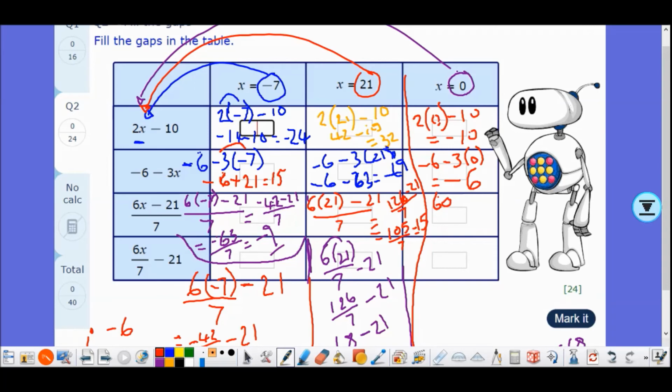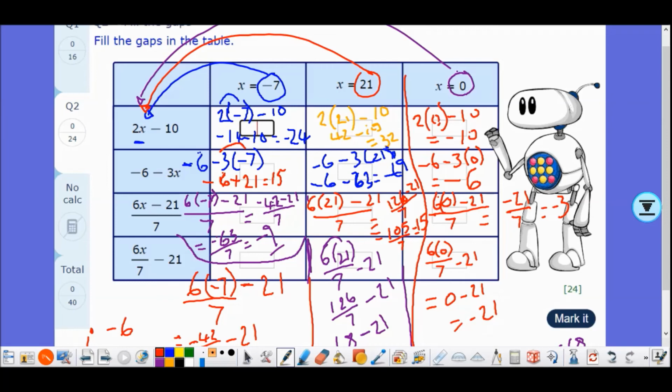6 lots of 0 minus 21 divide by 7. Well, 6 lots of 0 are 0, take away 21 gives me negative 21, divide by 7, which equals negative 3. Remember, I've got a negative and a positive there again. And the next one, 6 lots of 0, divide by 7, negative 21. Okay, so I've got 0 divided by 7 is going to give me 0. Minus 21 gives me the value.